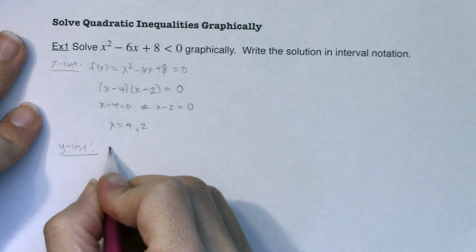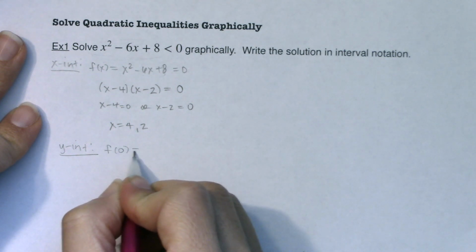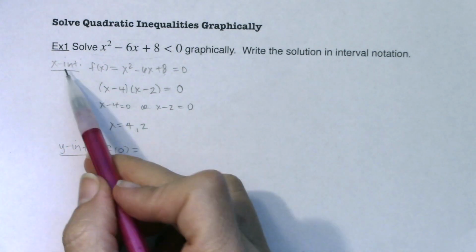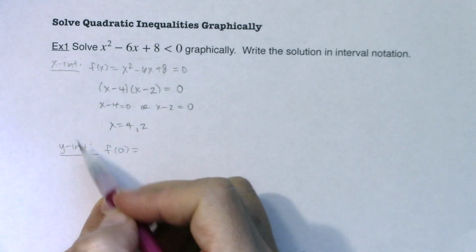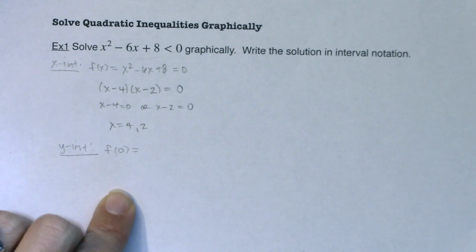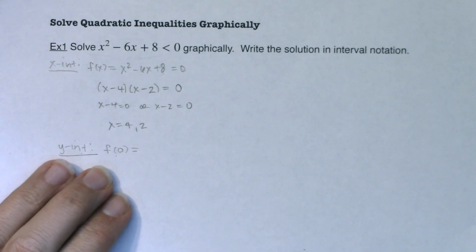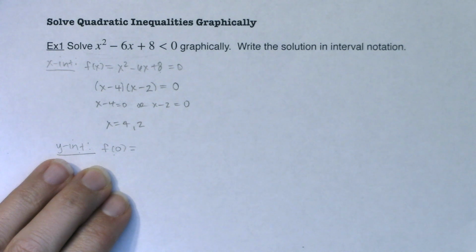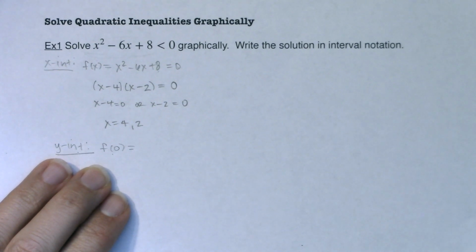If I want a y-intercept, that's when I actually want to plug 0 in for x, right? So if you want the x-intercept, you let y equal 0. If you want a y-intercept, you let x equal 0. You always use the opposite number, right? So if it's an x-intercept, I'm going to let y equal 0. If it's a y-intercept, I'm going to let x equal 0.